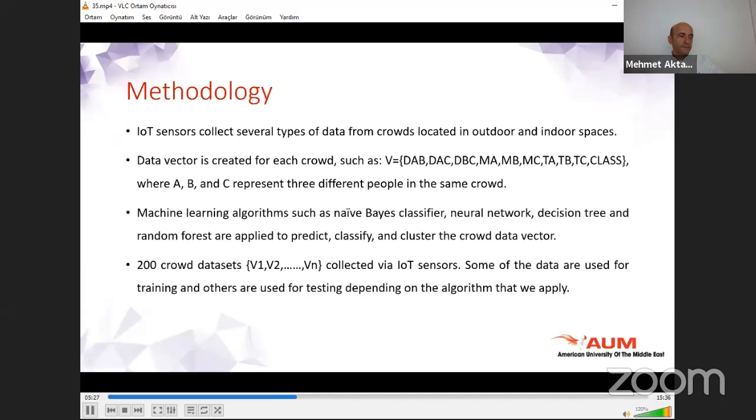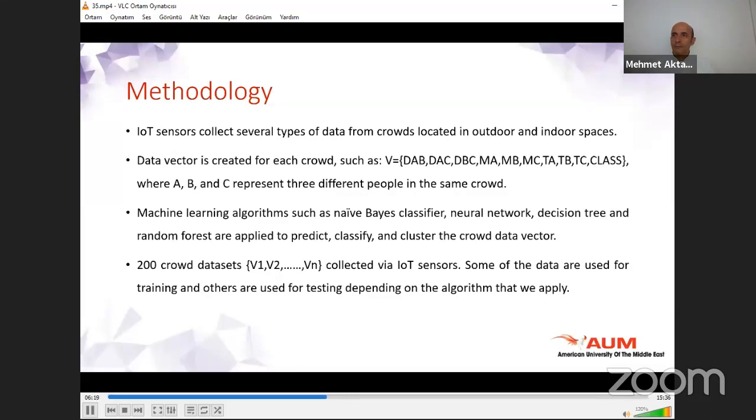In the methodology we use here, different data such as interpersonal distance, temperature, and the images from the IoT sensors will be converted into data vectors such as V. Here we have different people in the same crowd, A, B, and C. So the data sets are DAB, DAC, DBC, the distance from A to B, A to C, and B to C, and MA, MB, MC, whether each person wears a mask or not. And the temperature of each person, TA, TB, and TC, and the class denoting safe or unsafe.